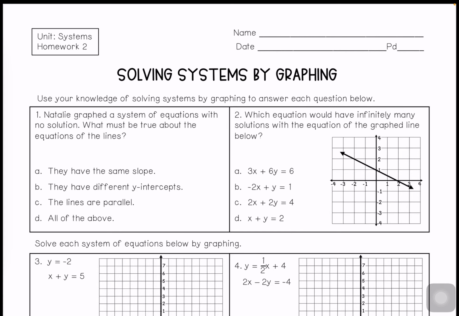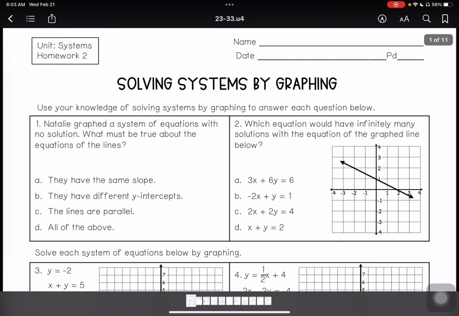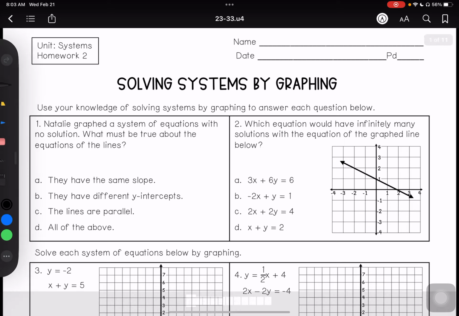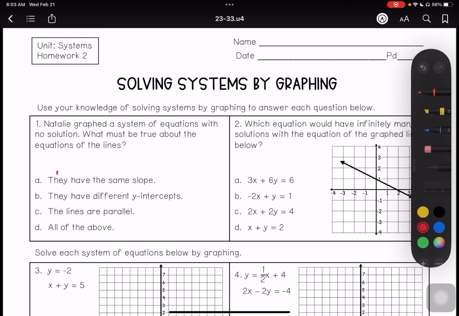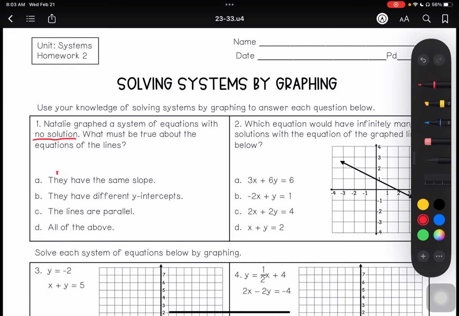Systems of equations by graphing. Number one, it says Natalie has a system of equations with no solution. So I know if a system has no solution, that means I have to have the same slope and different y-intercepts. And also the lines must be parallel, so it's all of the above.